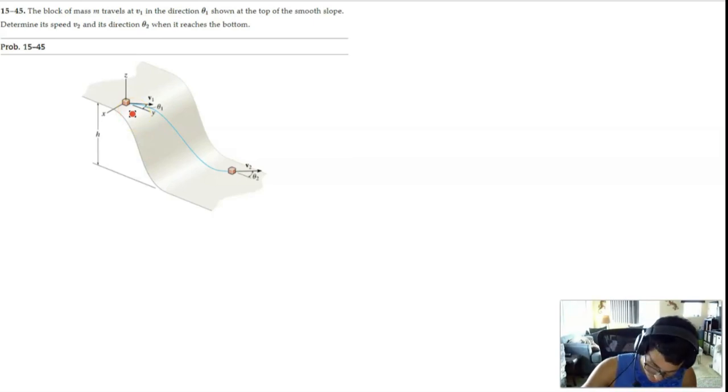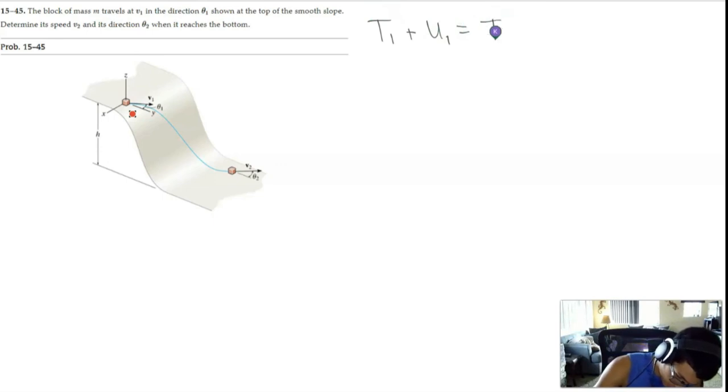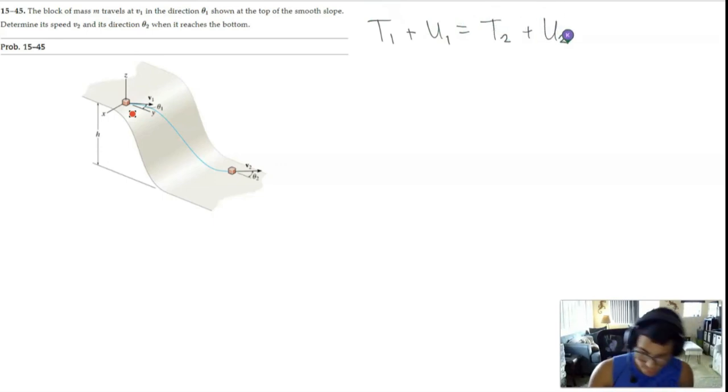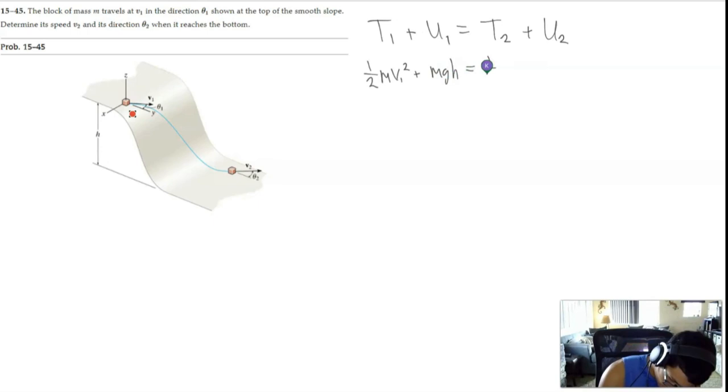So let's state that we have T1 plus U1 is equal to T2 plus U2, where we could write T1 as 1/2 mv1 squared, and U1 would be mgh, and T2 would be 1/2 mv2 squared, and U2 would just be 0, right?